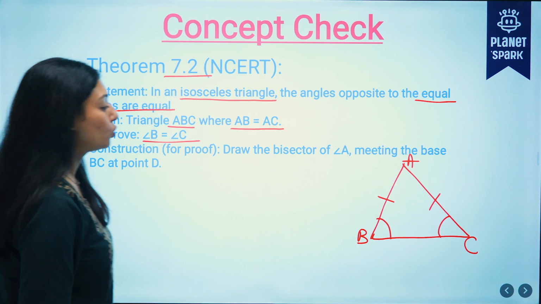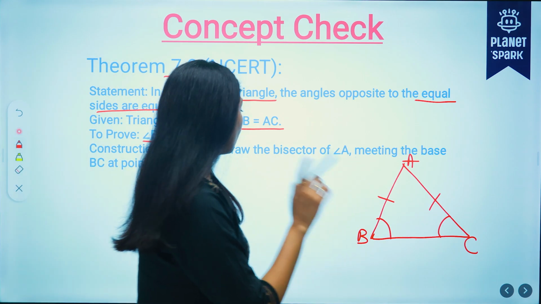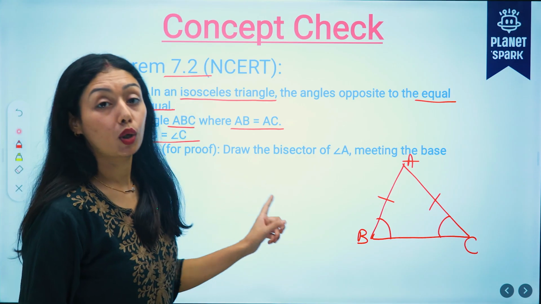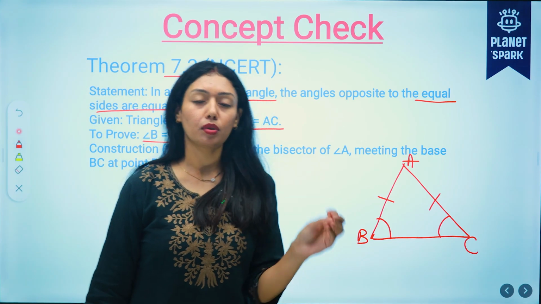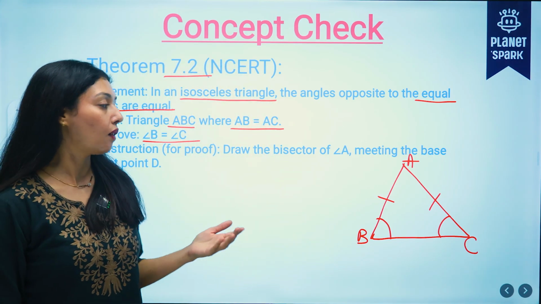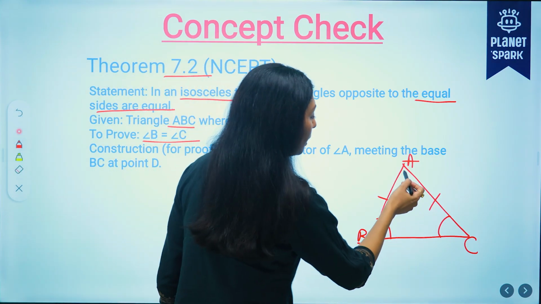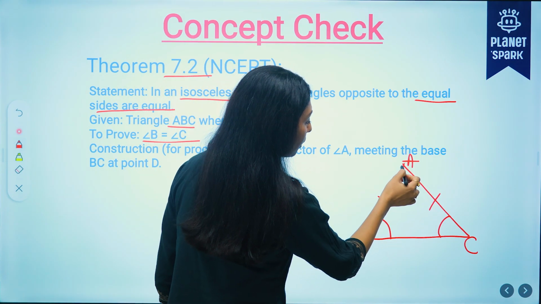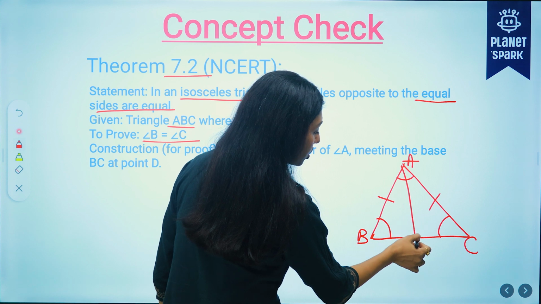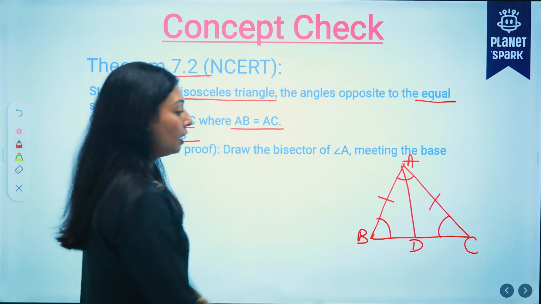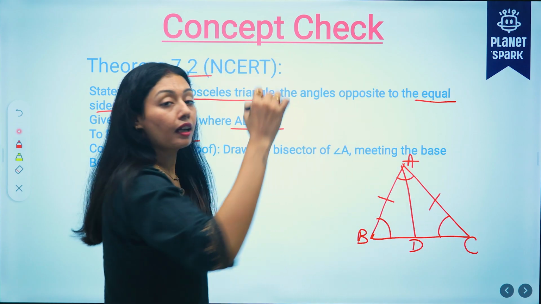Construction we have to do here, that is, draw the bisector of angle A meeting the base BC at a point D. That is very important. Sometimes for some proofs we have to do some constructions there everybody. तो यहाँ पे क्या construction है हमारे पास? We have to draw the angle bisector of this angle, that is touching the opposite side at this point D. Angle bisector, मतलब इस angle को bisect कर रहा है in two equal parts.